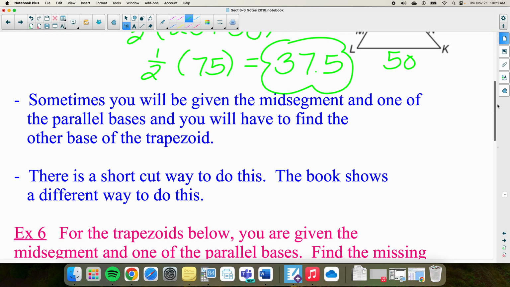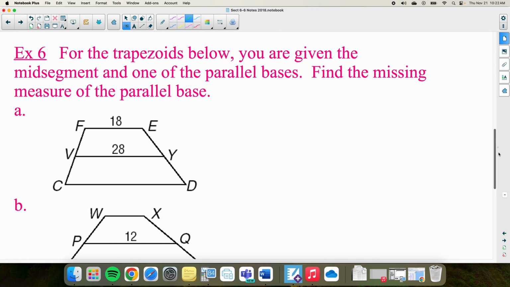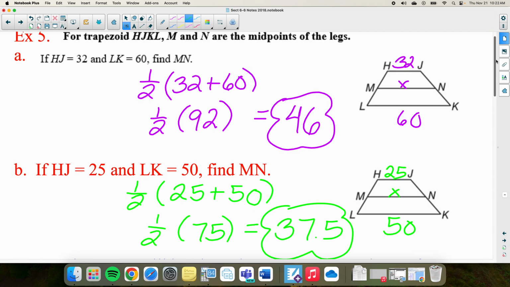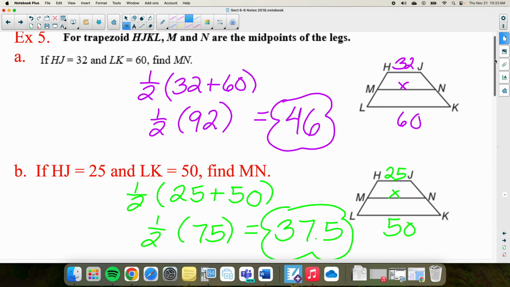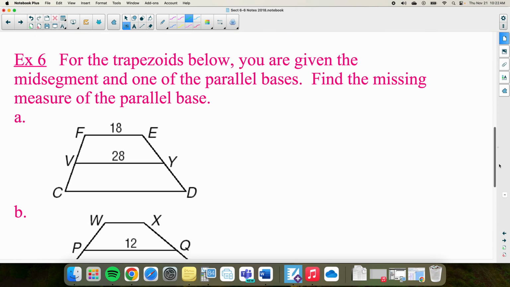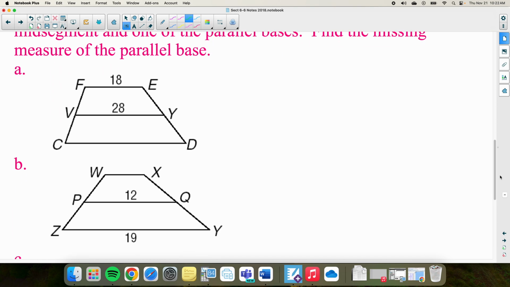Okay. Now, the ones that we did up here, they gave us the two bases, and we had to find the mid segment, and that's when we added them together and either divided by 2 or multiplied by a half. A second kind of question that you can get with this is they'll give you one of the bases and the mid segment, and you have to find the other one. Okay, the other base is what you have to find.